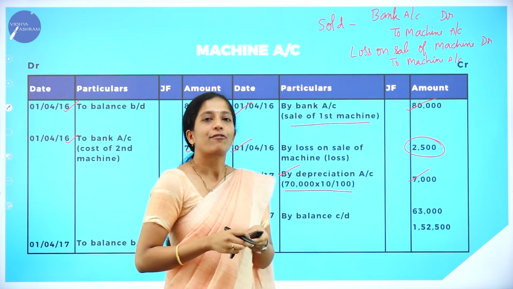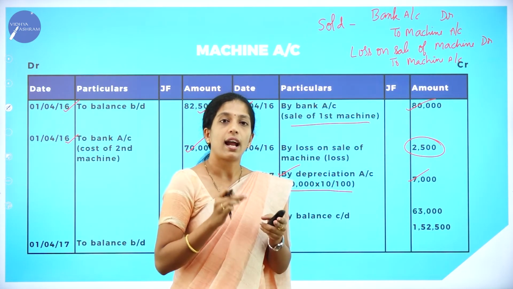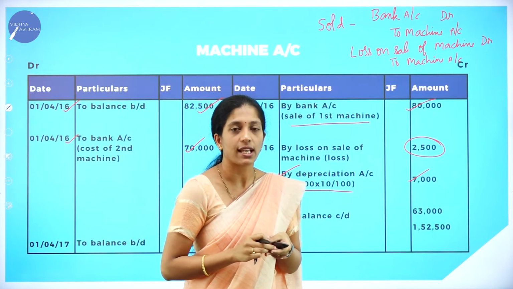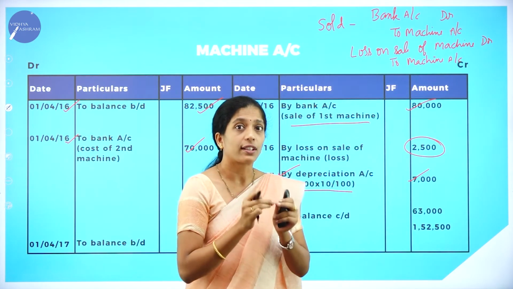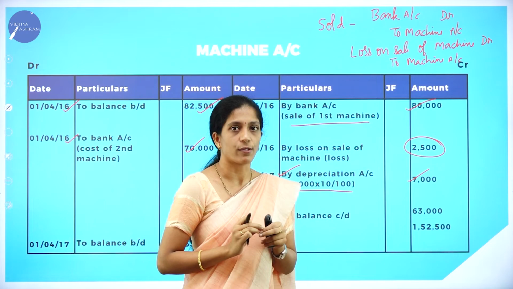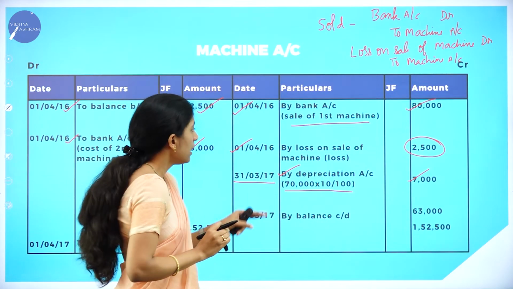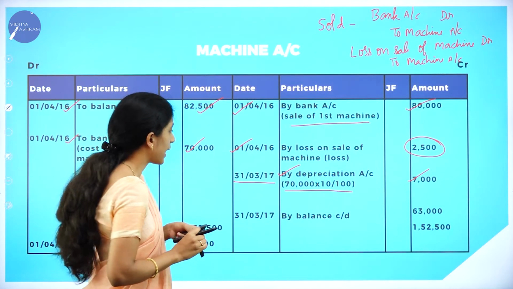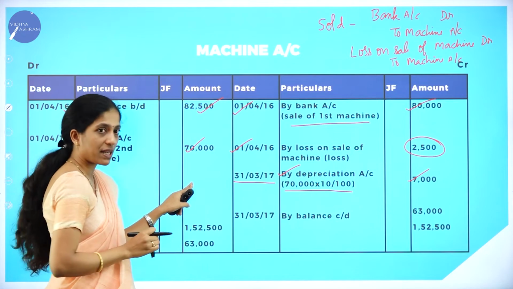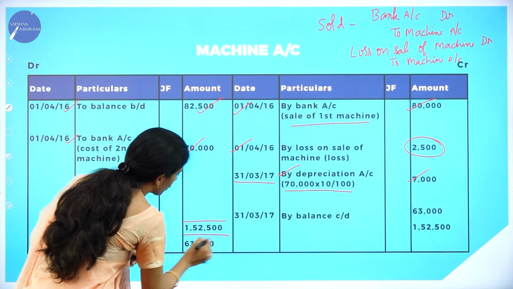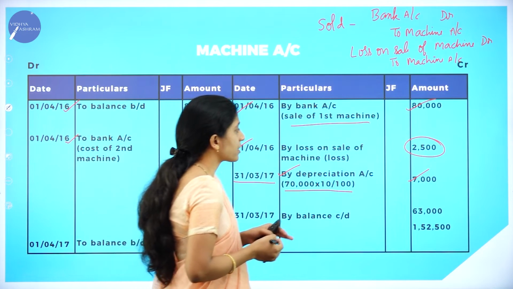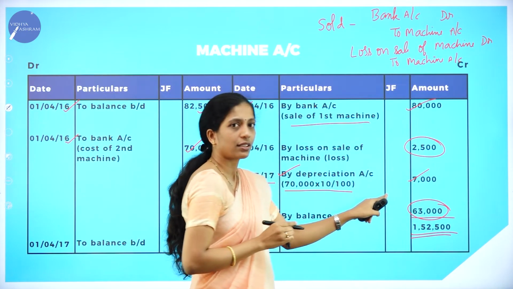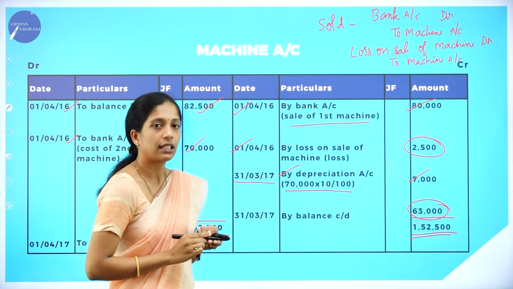Okay. So first we have to record entry for selling of machine and record entry for profit or loss on sale of machine. Then if any new machine is purchased, we have to record the entry. And for that machine, we have to calculate depreciation also in that particular financial year. Now we are done with this. We have to balance both the sides and the balancing figure has to be carried down. Now if you see the total of debit side, the total is 1,52,500. Whereas coming to the credit side, you'll get a balancing figure of 63,000. So this 63,000 has to be carried down for the next year.